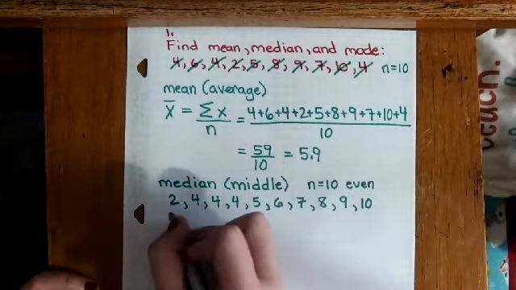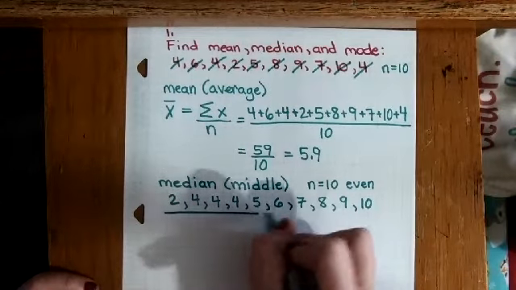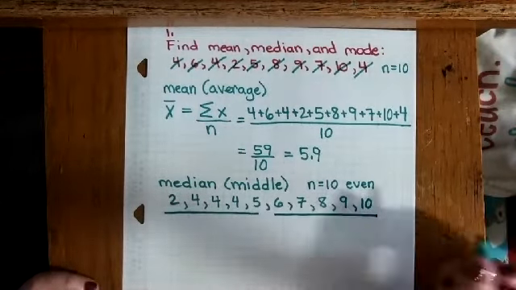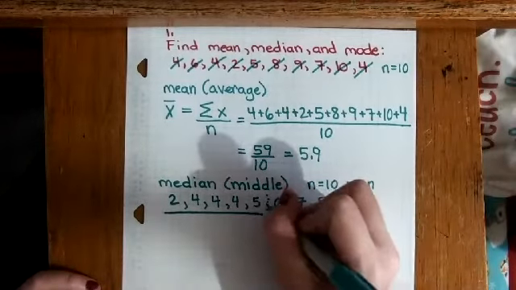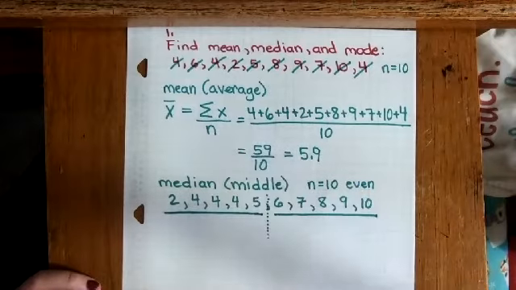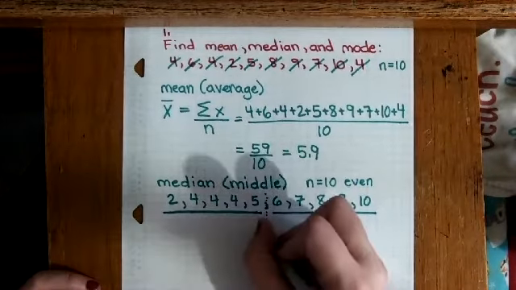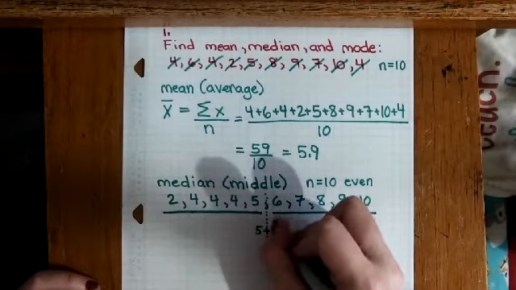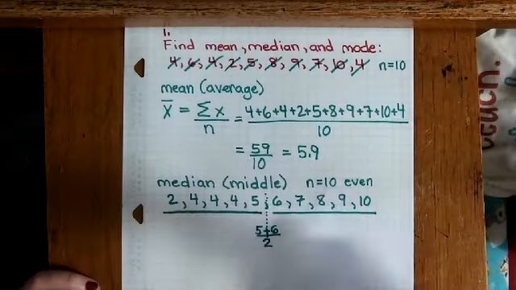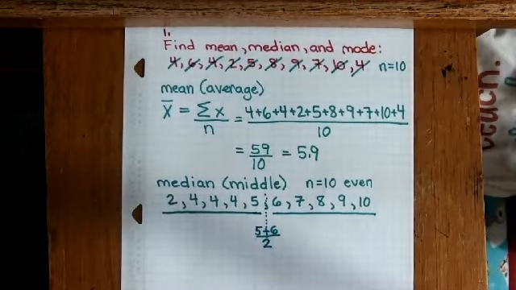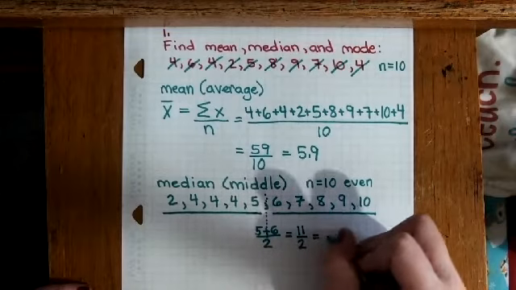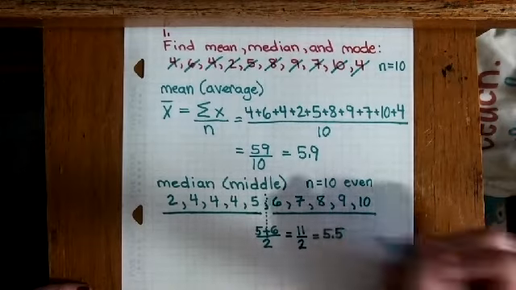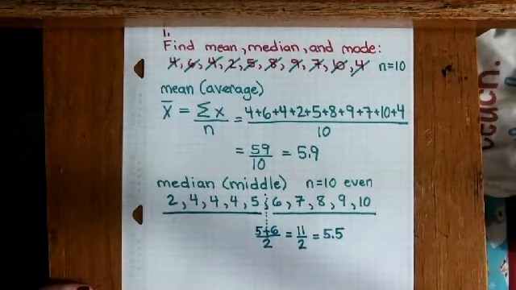Now that we have our list in order, we can see that because n is an even number, we'll be able to evenly split our list into 5 terms and 5 terms. That means there isn't an exact middle entry. So we have to average the values on each side of the middle, getting us the value 5.5. So the median is 5.5.